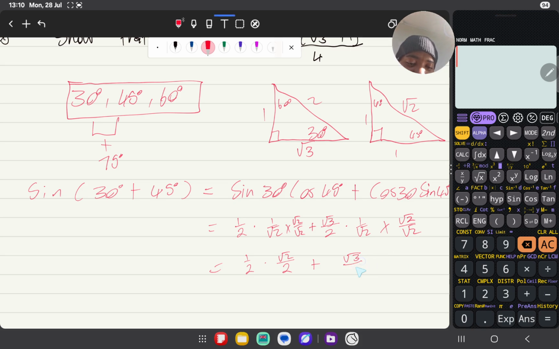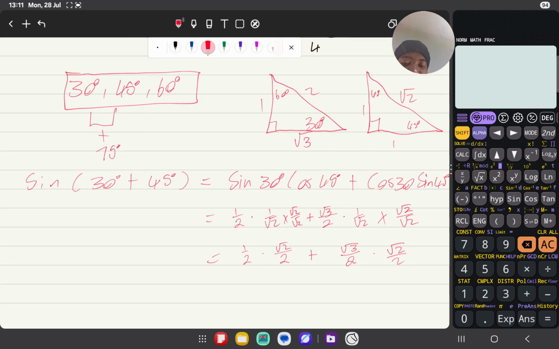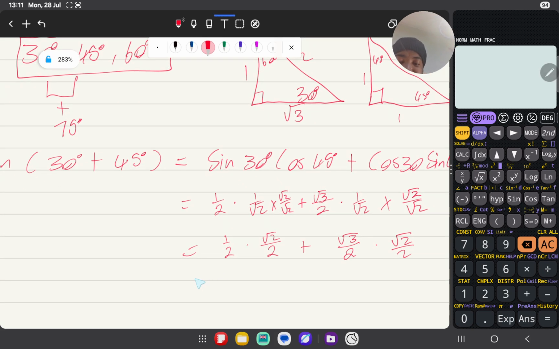Wait, let me do it step by step. So I have square root of 3 over 2, and then times square root of 2 over 2. Alright, so that's what I have. And then cool, it makes sense now. So now I can just say that I have square root of 2 over 4 plus square root of 3 multiplied by square root of 2 over 4.